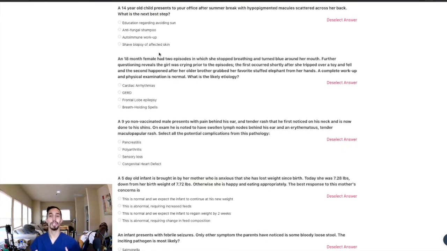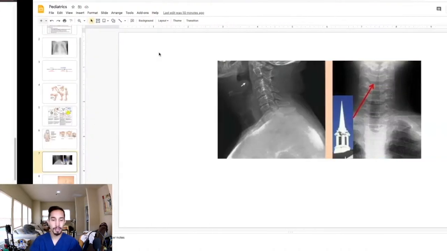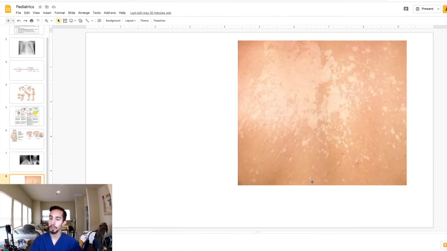A 14-year-old child presents to your office after summer break with hypopigmented macules across her back. What is the next best step? And you're thinking, I hate these questions because I never see the lesions. So let me show you a picture. For those listening at home, we're looking at a picture right now. It is of someone's back, and you just see a scatter of hypopigmented macules, even some coalescing into hypopigmented patches.